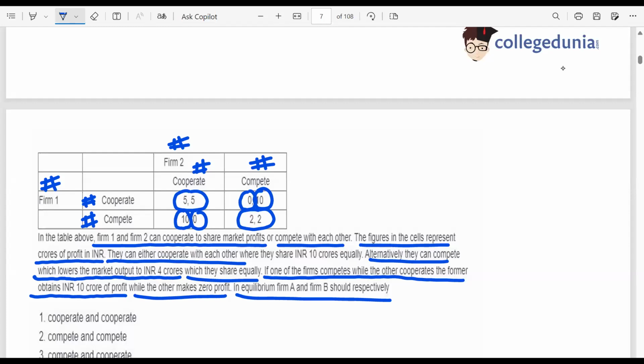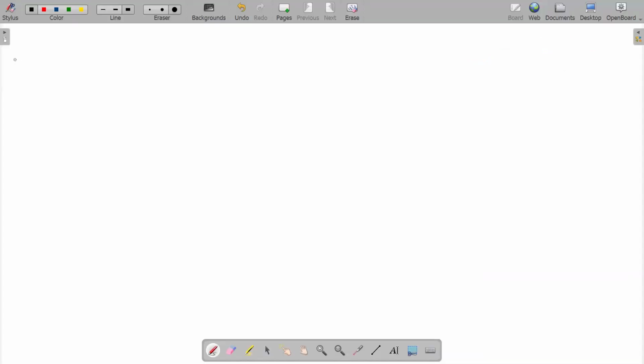So let me quickly come to the whiteboard and write this game matrix on the whiteboard, and then let's figure out the Nash equilibrium. This is question number 5. Okay, we are given that there are two firms, and I'm drawing the game matrix for all students. So we have firm.